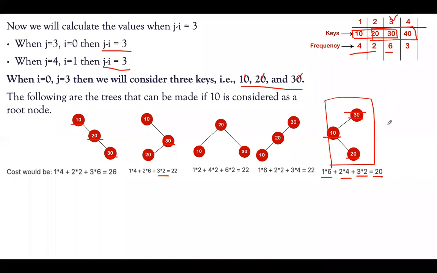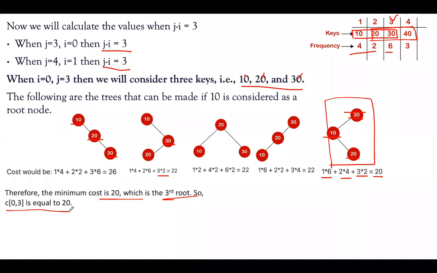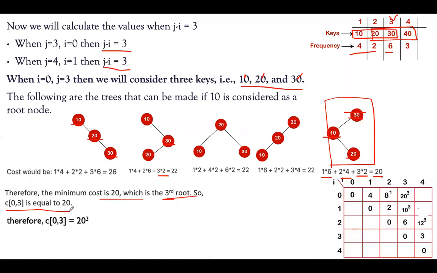Okay, third key. So it should be 20 to the power of 3. And where will you store it? You will store it in the location 0, 3. Therefore, the minimum cost is 20, and at the third root, so C of 0, 3 is equal to 20 to the power of 3. We'll store 20 to the power of 3 in this matrix. Next, we have to find out for 1, 4.